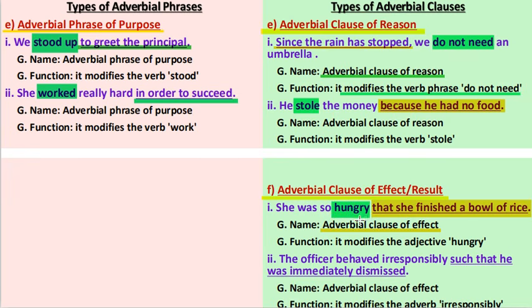The second example here says, the officer behaved irresponsibly such that he was immediately dismissed. Such that he was immediately dismissed is an adverbial clause of effect because it shows the consequence of behaving irresponsibly. And what is the function? It modifies the adverb irresponsibly.